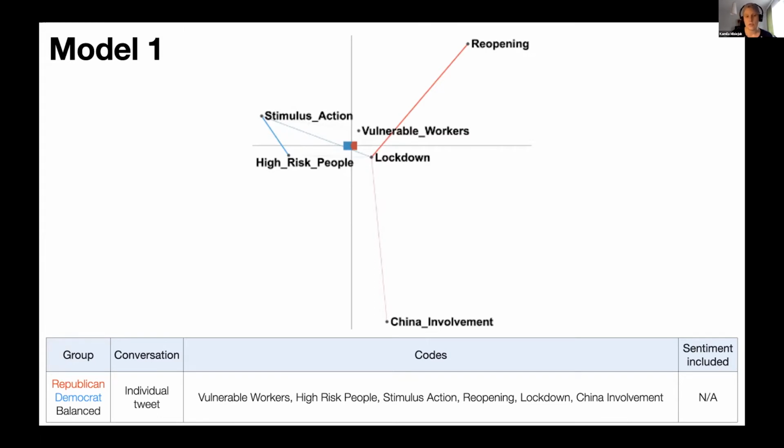Our unit of conversation was the individual tweet for all the models. The reason for that is that because of our filtering process, we were not able to identify threads in our data set. So this is the first model that we got.